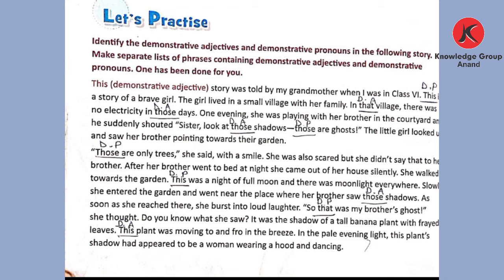After her brother went to bed at night, she came out of her house silently. She walked towards the garden. This was a night of full moon and there was moonlight everywhere. This stands for a noun, so it is a demonstrative pronoun. Slowly she entered the garden and went near the place where her brother saw those shadows. It describes a noun, so it is a demonstrative adjective.